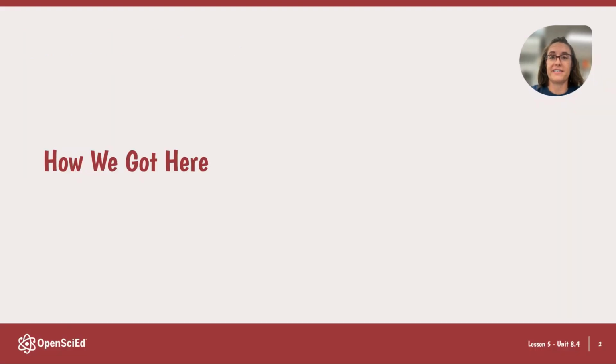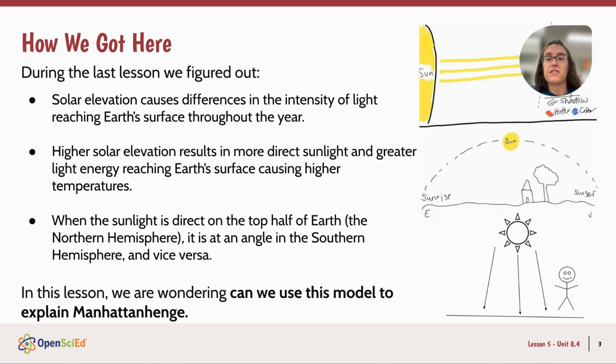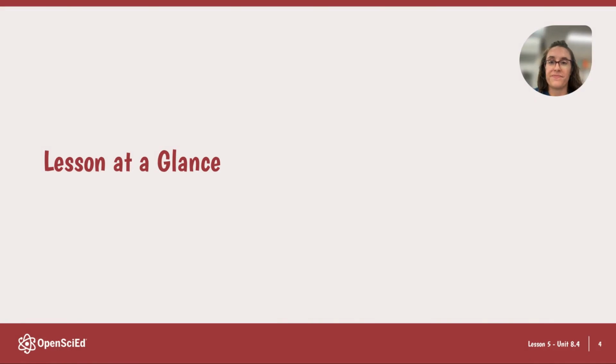So, how did we get to this lesson? In the previous lesson, we figured out that solar elevation affects the intensity of light. This light intensity affects the energy transfer to Earth, which we experience as different temperatures and seasons on Earth. Students figure out that the northern and southern hemisphere are at opposite angles. So when the light is direct at the northern hemisphere, it is angled at the southern hemisphere. Therefore, the hemispheres experience opposite seasons. And we were left wondering, could we use this model to help us go back and explain Manhattanhenge?